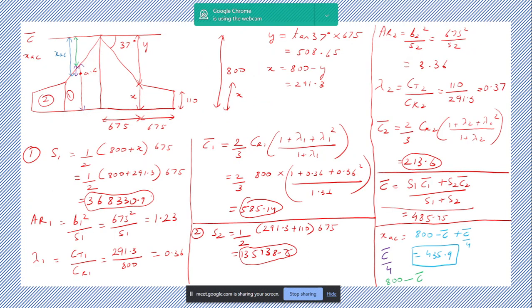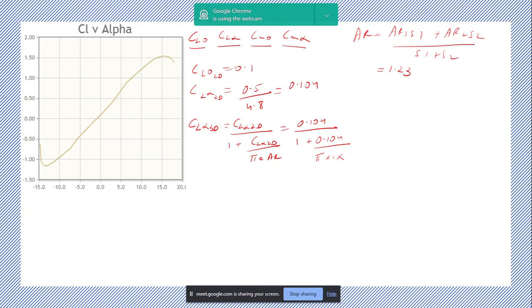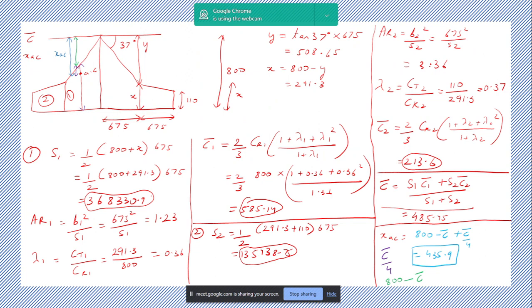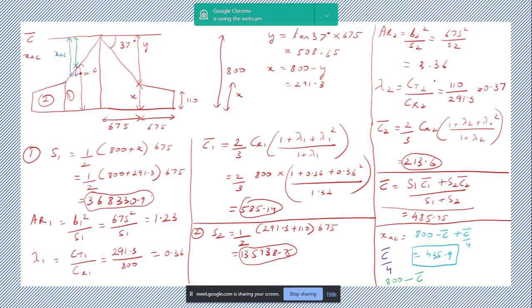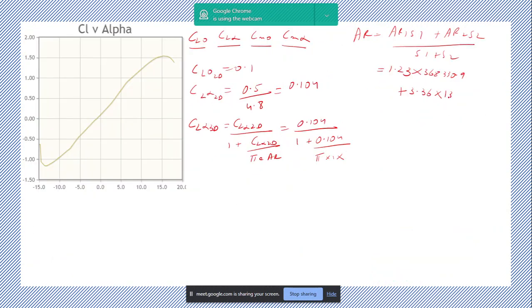S1 is 368330.9, plus aspect ratio 2 is 3.36 into what is S2? Yeah, 13543.75. 13543.75 divided by the sum of the areas. Okay. So how much is this coming to?